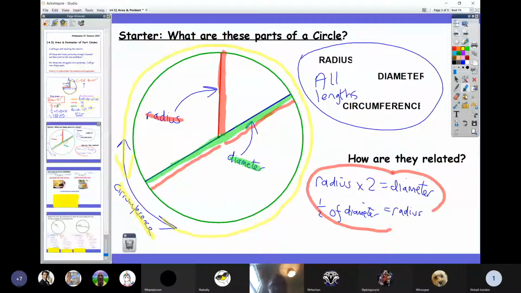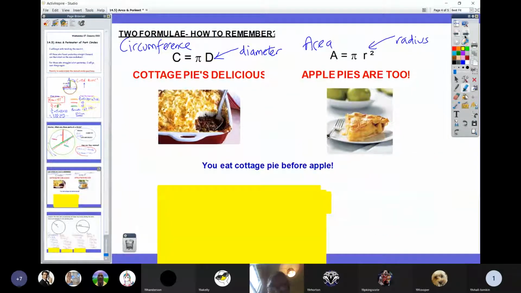Now, a question can ask you to do 2 things. It might ask you to work out the circumference, and that's got its own special formula, or it might ask you to work out the area, and that's also got its own special formula. So moving on to the next slide, we'll have a look at the 2 formulae.